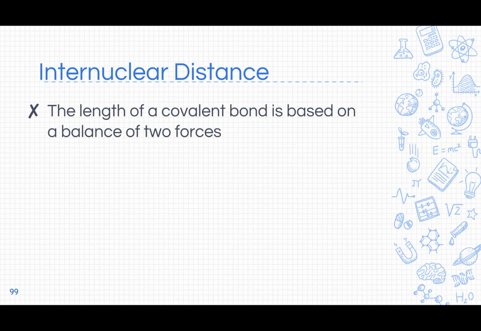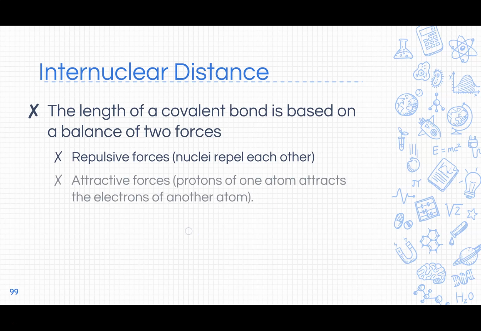We talked about the length of covalent bonds, and we said that we can look up the length of different bonds, and we know that double or triple bonds are smaller than single bonds. But it's important to know where they get the bond length from. The bond length is based on the balance of two forces. The repulsive force, the nuclei, which are both positive, are going to repel each other, and the attractive force, which is the protons of one atom attracting the electrons of another atom.